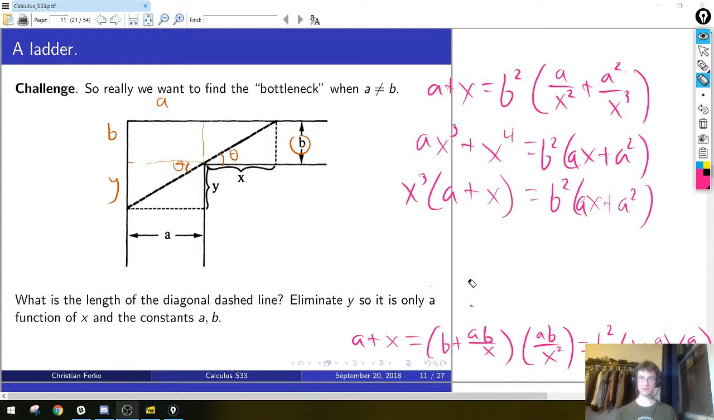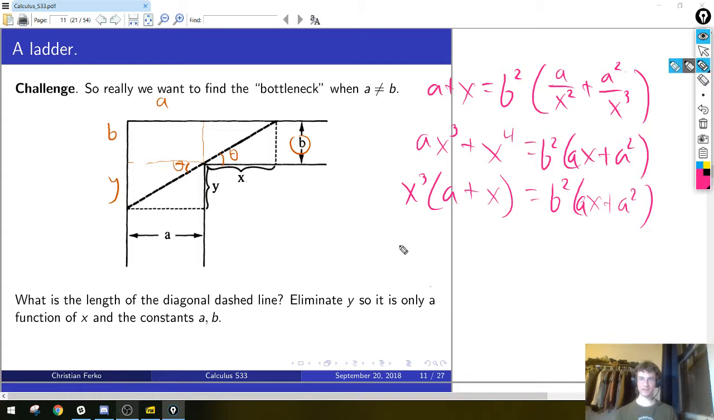Ax. That's good, because now we can factor... what, an a out here? Yeah, this is looking better. Equals b squared a times x plus a. Yeah, that's looking better. Good. Whoa. So, x plus a's are gone.